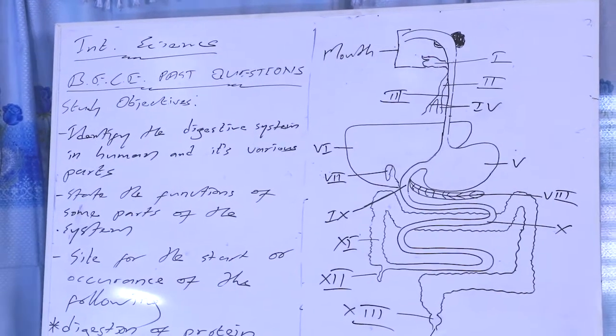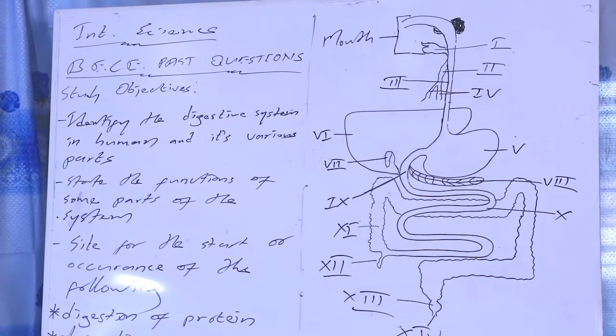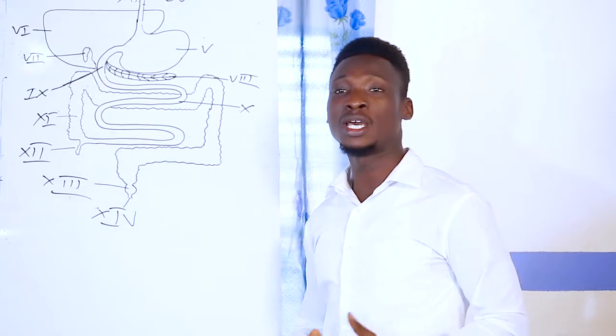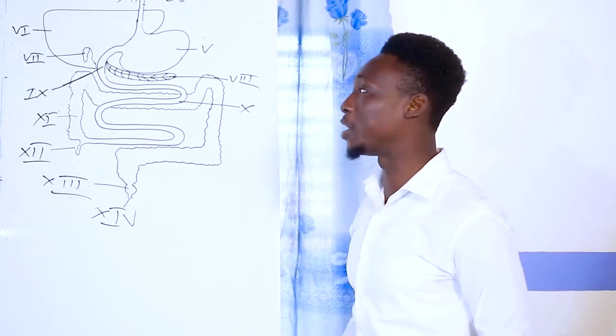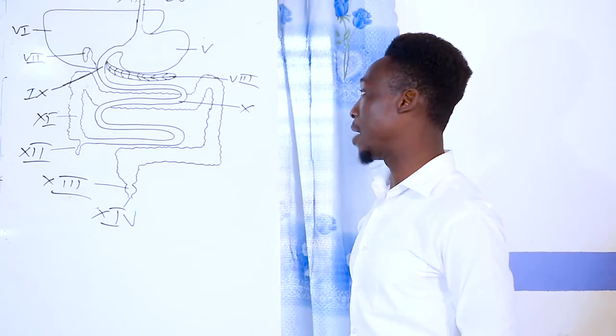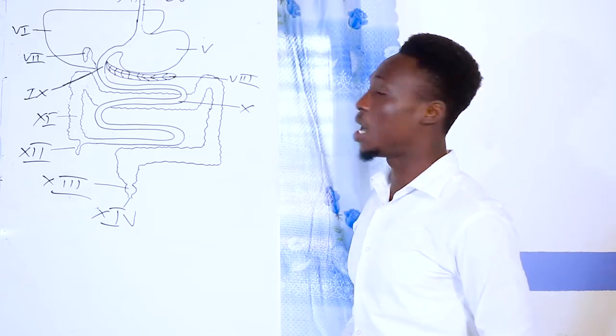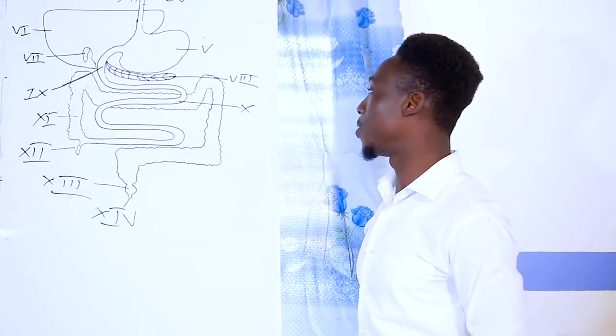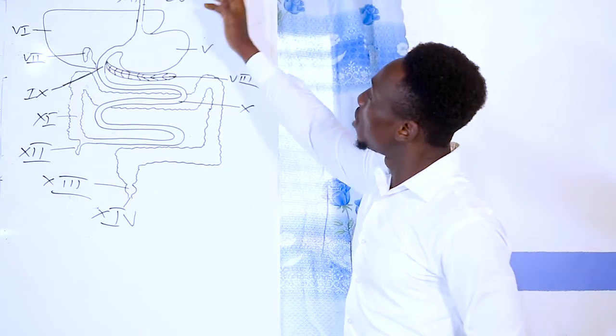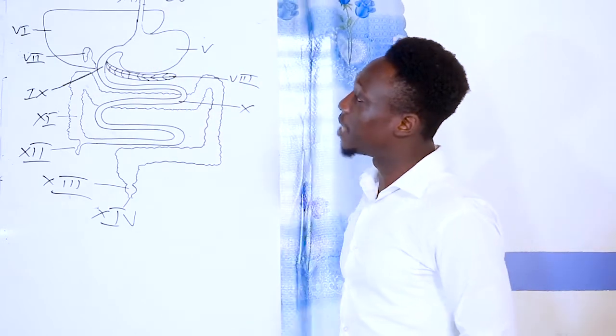So please, if you are a victim of those students that identify this as an organ, today should mark the end of such an error, and I believe you will take it seriously. So if you see this, you identify this as the digestive system.